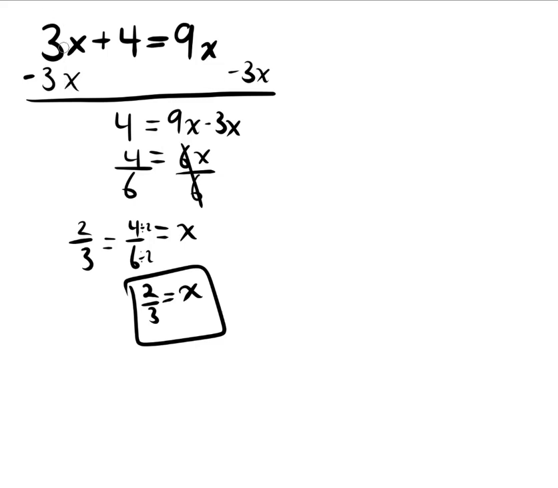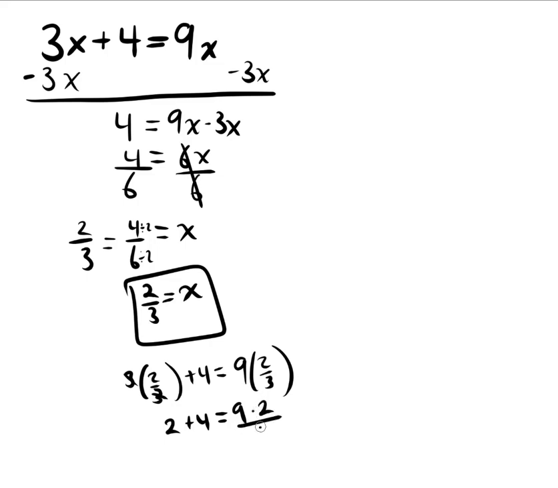Now, if I really wanted to try it out, once again, I could plug into 3x plus 4, and it should equal 9x. I could do 3 times 2/3. Sorry, that should be 2/3, plus 4 is equal to 9 times 2/3, right? And this 3 and this 3 are going to cancel out, and I end up with 2 plus 4 is equal to 9 times 2 divided by 3, right? All I did was move that into it.